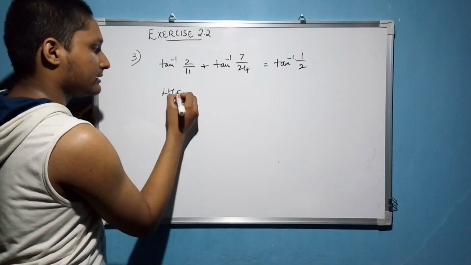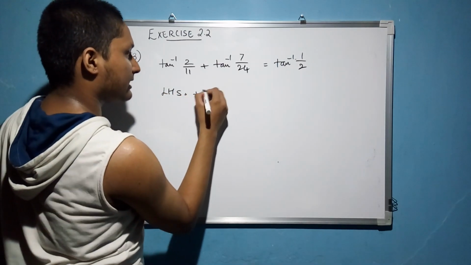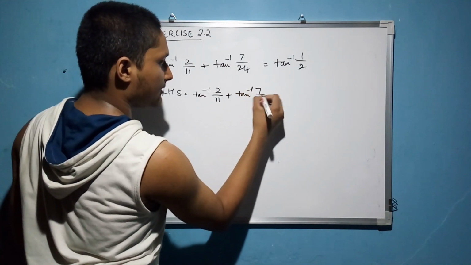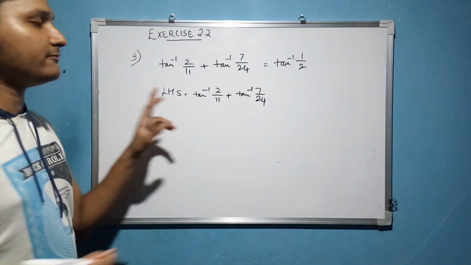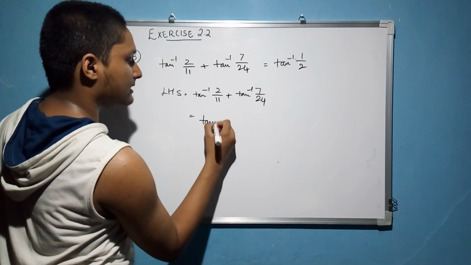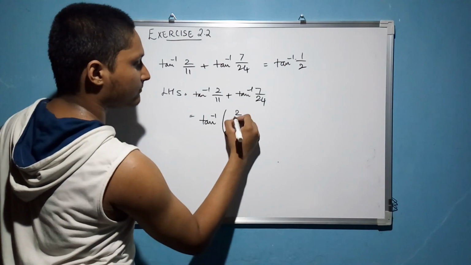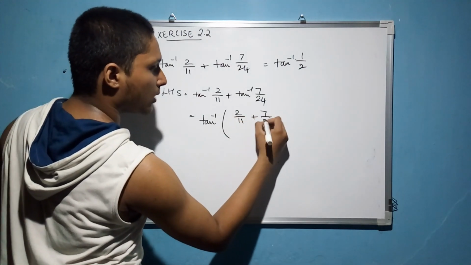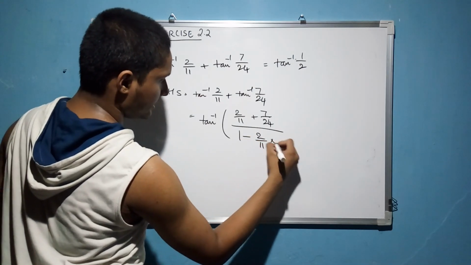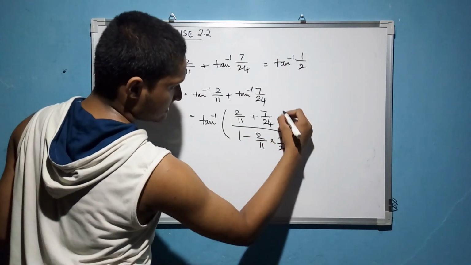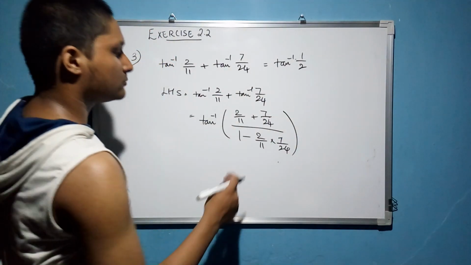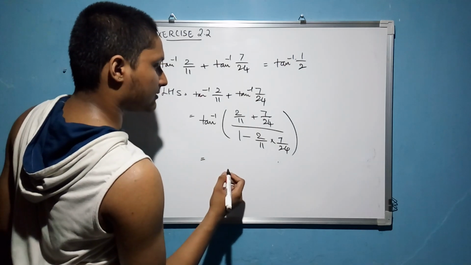So I am going to take the left hand side. This comes to be tan inverse 2 by 11 plus tan inverse 7 by 24. So this is of the form tan inverse x plus tan inverse y. That comes to be tan inverse of x plus y divided by 1 minus x into y. So this is just about simplification. At last you need to get half in this place. So what are you going to get here?